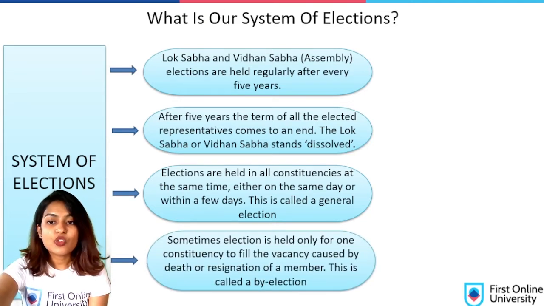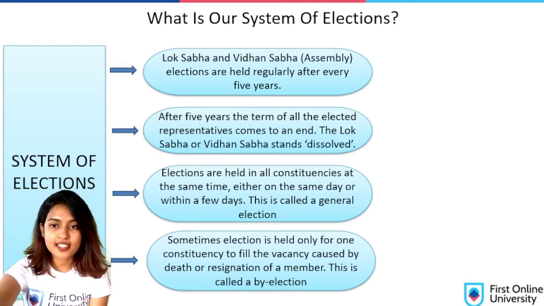Sometimes an election is held only for one constituency to fill the vacancy caused by the death or resignation of a member. This is called a by-election. So basically a by-election is held when there is a death of a member or that person has resigned. To fill the vacancy for that constituency, a by-election takes place.